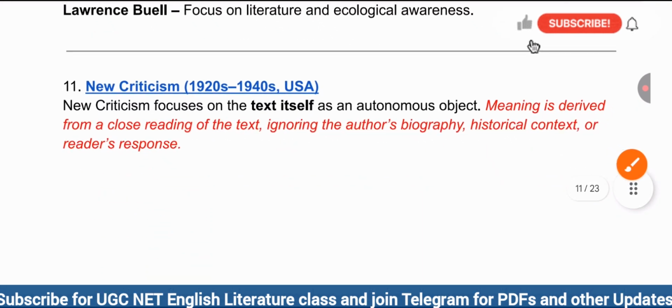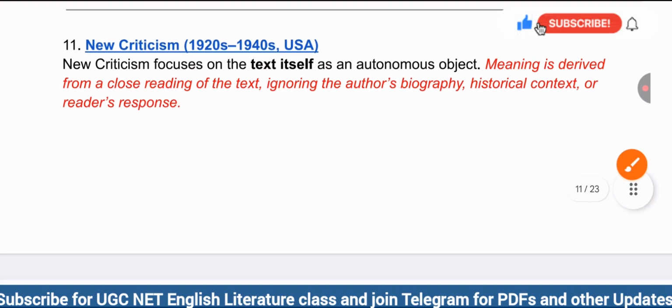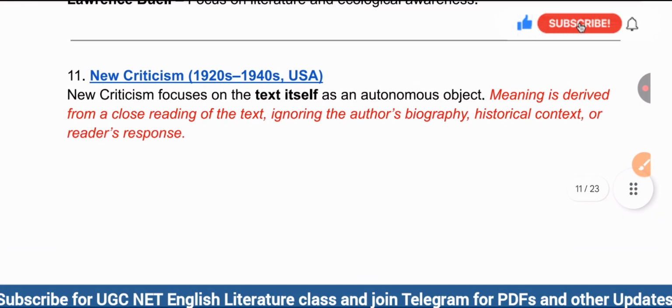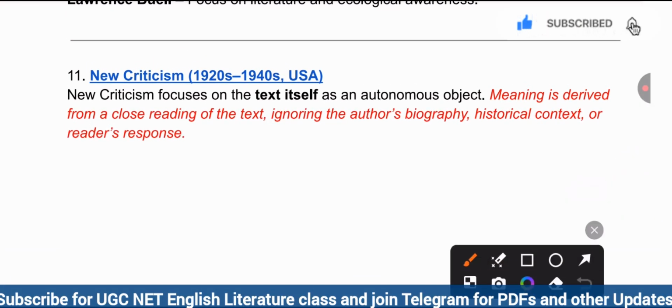Another one we have is New Criticism. I gave you the example. So new critics, what does it mean? It focuses on the text itself. Throughout the videos I was talking about close reading: the reader should focus on close reading, on the text only. The text itself is enough to define the meaning for the reader.